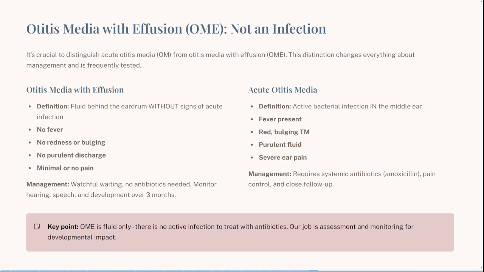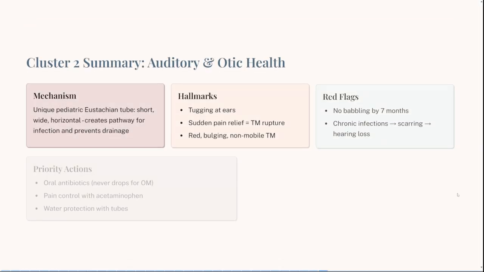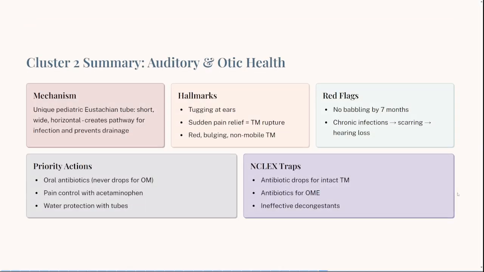Okay, that makes sense. Let's do the quick recap for the auditory cluster mechanism. It all comes down to that unique pediatric eustachian tube. Short, wide, and horizontal. A total failure of design. Tugging at the ear, pain that suddenly gets better, which means a rupture, and that classic red, bulging, non-mobile eardrum. Red flags. The big developmental one, no babbling by 7 months. And of course, chronic infections that lead to scarring and hearing loss.